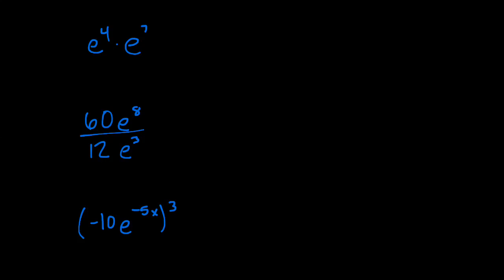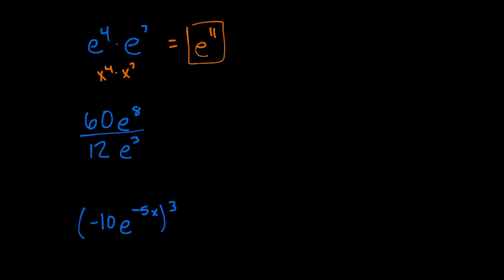So just a few examples here. If we want to evaluate or simplify e to the fourth times e to the seventh, that's really no different than looking at x to the fourth times x to the seventh. We have the same base, so we can just add those exponents. So this would be e to the 4 plus 7, so e to the 11th.